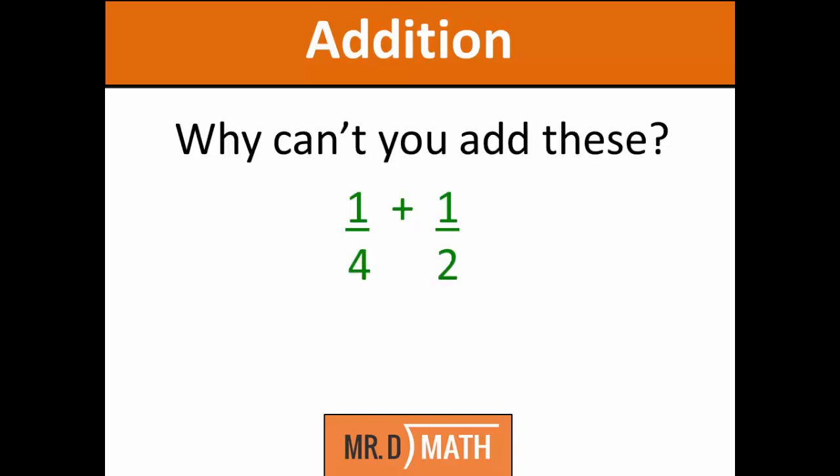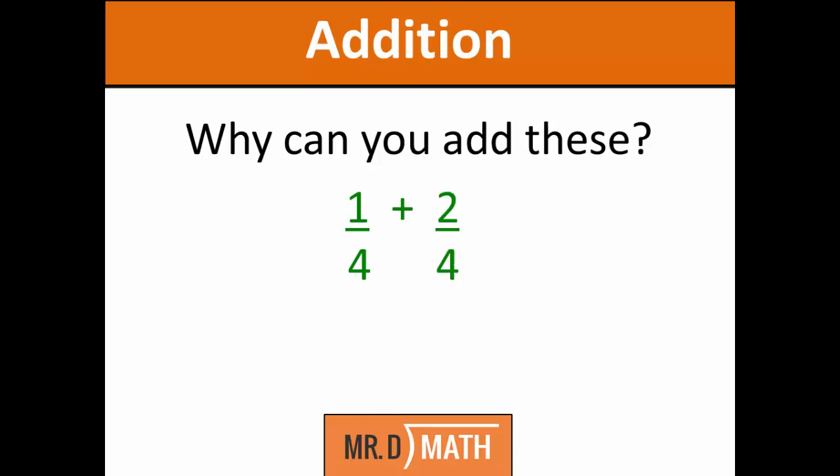Well, you say, well, you can't add 1/4 plus 1/2 because the denominators are not the same. You say, yeah, that's right. You can't add them because they're not the same. So what do you have to do? Well, you have to have common denominators. Oh, you mean like this? Like 1/4 plus 2/4? You say, yeah, you can add those together.